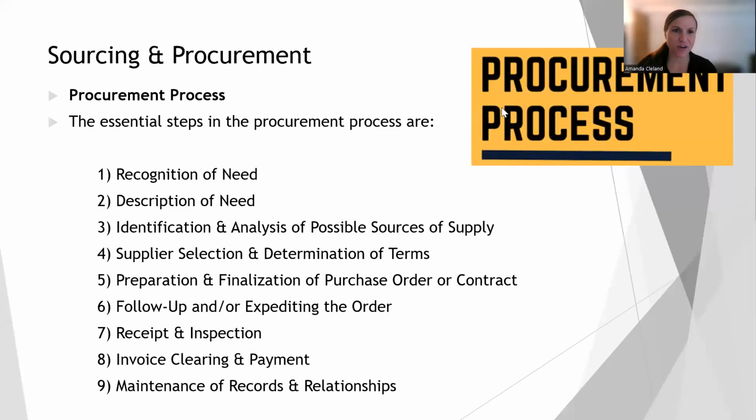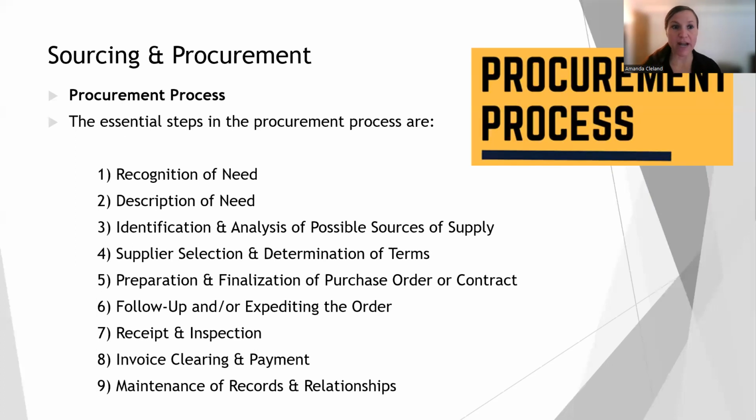Hello again. So, where we left off, we were in our section about sourcing and procurement, and we were talking about the procurement process. And we had gotten through the first four steps, the first one being recognition of need, the second being description of need, the third, identification and analysis of possible sources of supply, the fourth being supplier selection and the determination of terms.